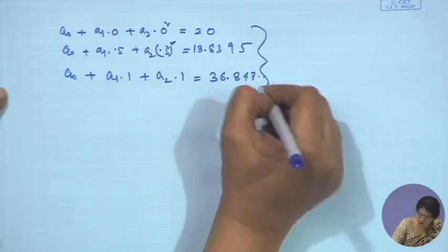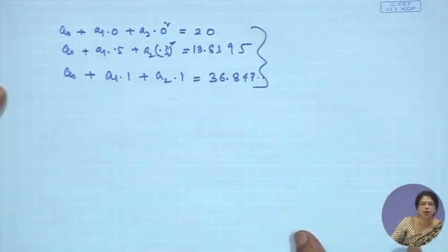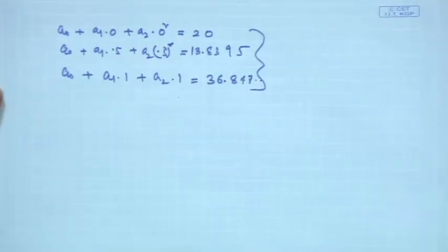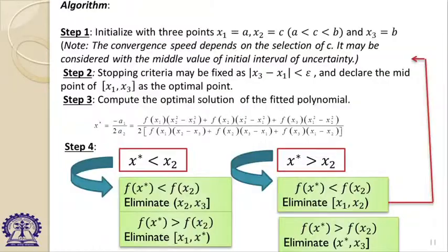I will show you what the values are and how we are going to fit the polynomial in the next part. But before that, let me tell you the algorithm. Whatever I say has been given in the algorithm, nothing more than this. Initialize the 3 points: x1 is equal to A, x2 is equal to C, and x3 is equal to B. And what should be the stopping criteria here?